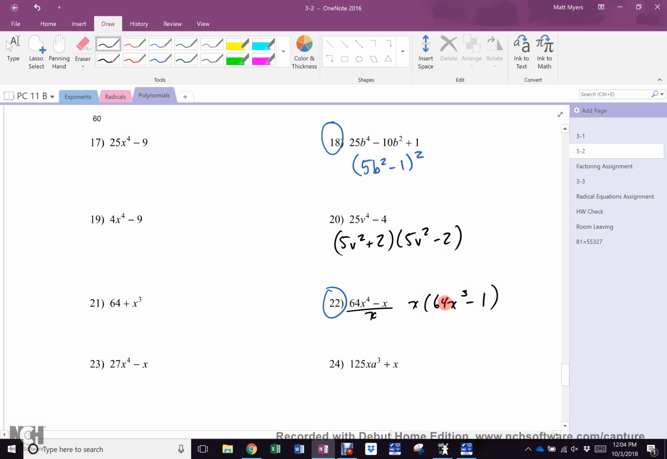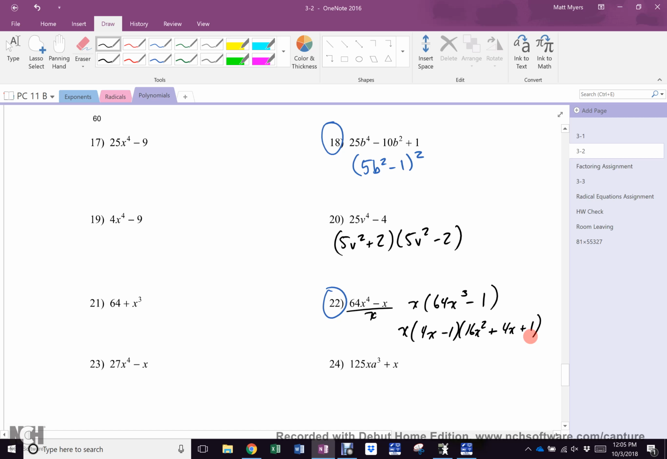It's a perfect cube. What do you know about x cubed? It's a perfect cube. What do you know about 1? Perfect cube. So it's the cube root of that, which is 4x minus 1, bracket, bracket, and then x squared, 16x squared, 4x plus, I mean, yeah, it's plus, I'm just messing with you, plus 4x plus 1.